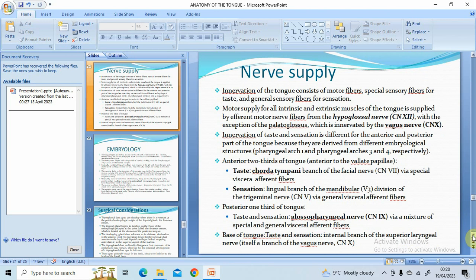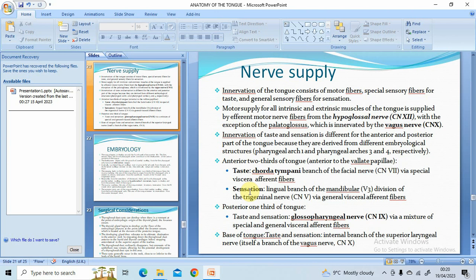Remember I said the sulcus terminalis divides the dorsum of the tongue into anterior two-thirds and posterior one-third. So that is the oral part and the pharyngeal part. So at the oral part now, for taste, the oral part is made of several taste buds. So for taste, what we call the chorda tympani branch of the facial nerve, this is what is responsible for the anterior two-thirds. That is cranial nerve 7, via special visceral afferent fibers. So this chorda tympani branch of the facial nerve is responsible for taste in the anterior two-thirds of the tongue.